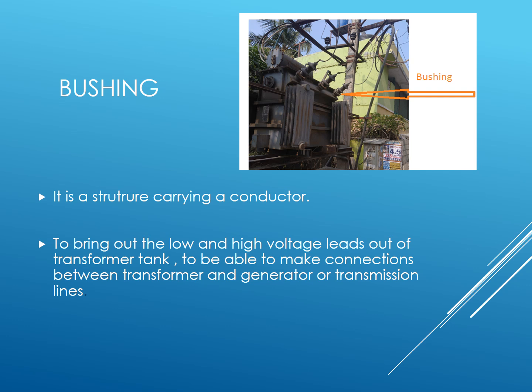We know that a transformer has two windings, primary and secondary. The primary is connected to the supply. The supply is also given through this bushing arrangement, that is, the lead is connected to these bushings, and the output is taken from the secondary side, where the wires are also connected through this bushing arrangement. You can see in the diagram, wires are connected at the tip of the bushing arrangement.